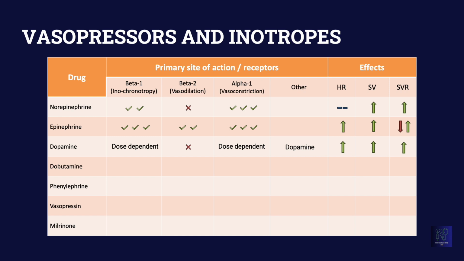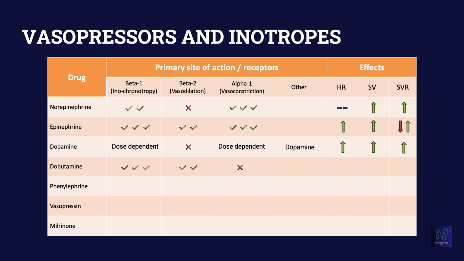At higher doses, typically more than 10 micrograms per kilogram per minute, alpha 1 effect predominates and it causes vasoconstriction. So the net effects of dopamine are an increase in heart rate, stroke volume, and SVR. So SVR usually goes up with higher doses. Compared to norepinephrine, dopamine has a high chance of causing tachyarrhythmias.